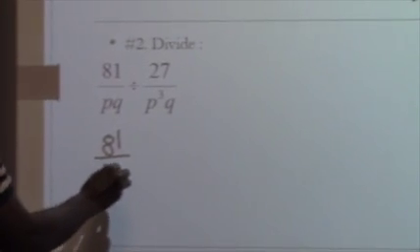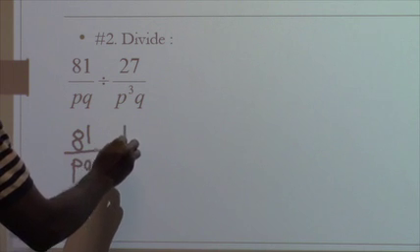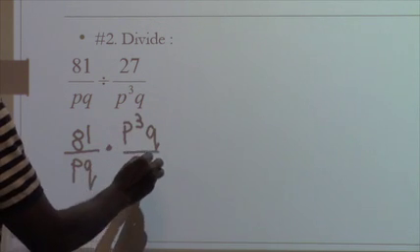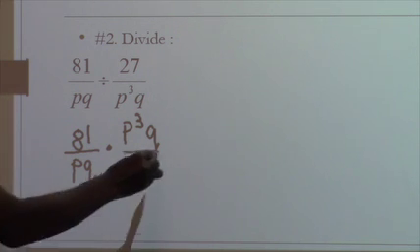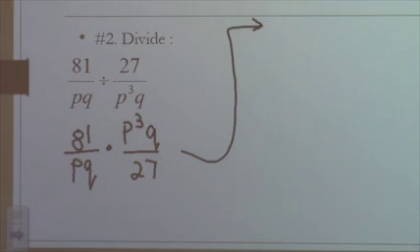So we need to remember that when we divide fractions, we multiply by the reciprocal. So we have to change this to multiplication first. We do 81 over pq times the reciprocal of the second first, which is p to the third over q over 27. And moving over to the right, we're going to do the same thing we did.